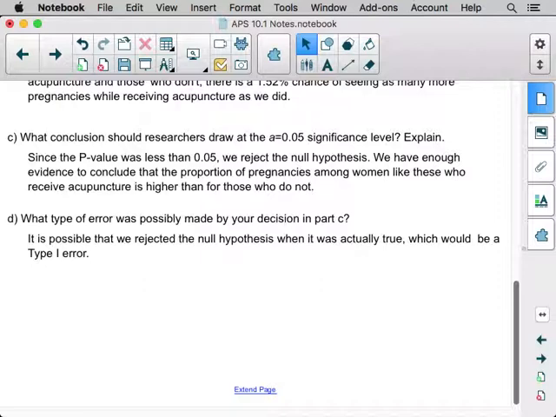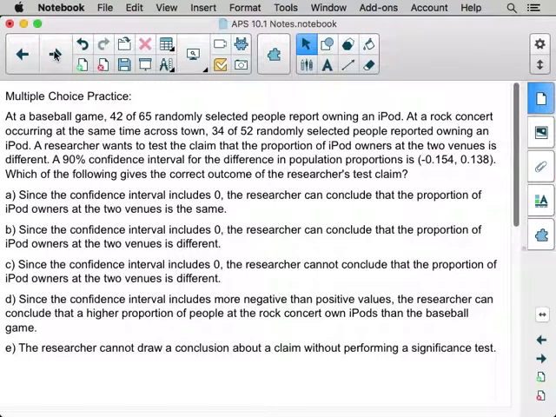All right. And then one multiple choice question, and then we will be done for the day. At a baseball game, 42 of 65 randomly selected people report owning an iPod. At a rock concert occurring at the same time across town, 34 out of 52 randomly selected people reported owning an iPod. A researcher wants to test the claim that the proportion of iPod owners in these two venues is different. A 90% confidence interval for the difference in population proportions is that. Which of the following gives the correct outcome of the researcher's test claim?